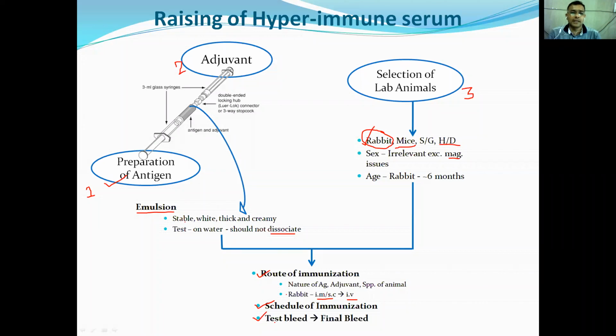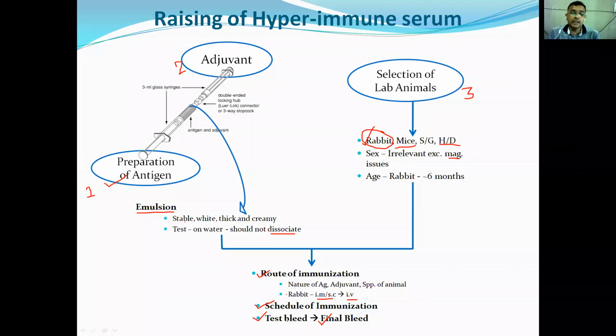Once you complete your immunization, you can go for test bleed and final bleed. Test bleed means you take a small amount of blood, separate the serum, and find out or titrate whether the proper antibody is produced or not in that particular serum. That is known as test bleed. If the test bleed shows a sufficient amount of target antibody, then you can go for the final bleed, where you can harvest the maximum amount of antibody.